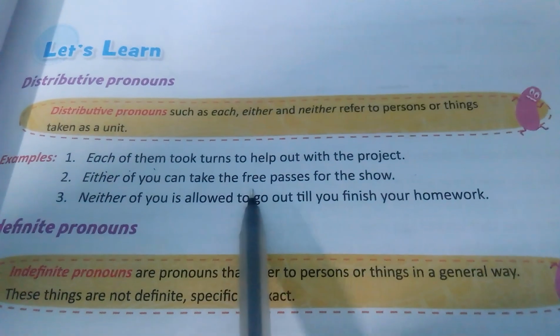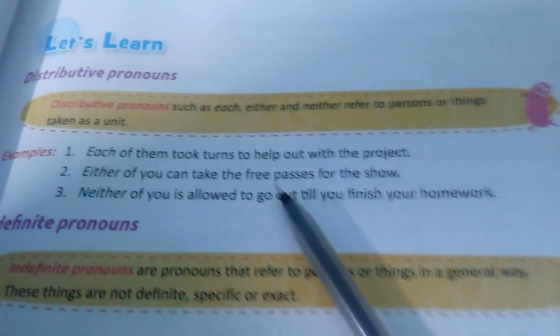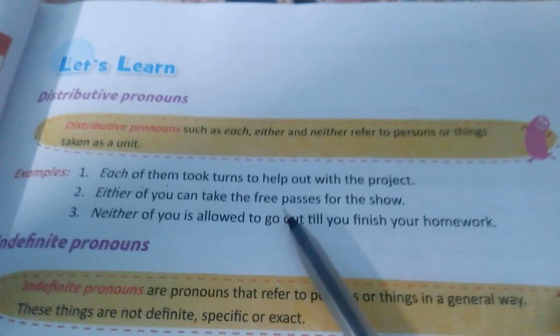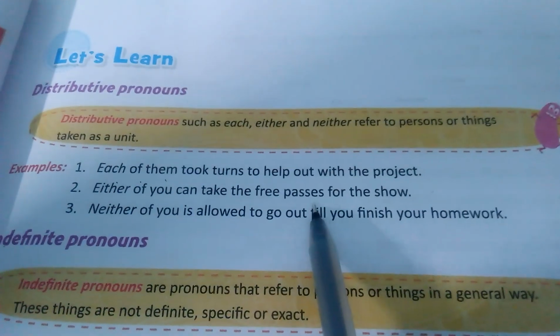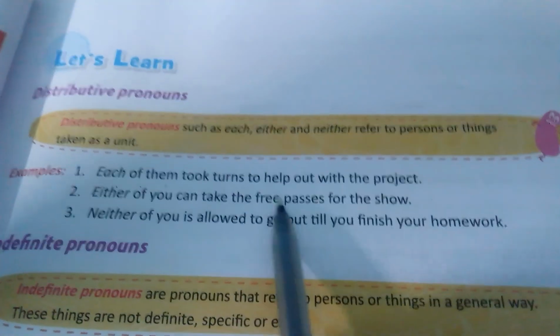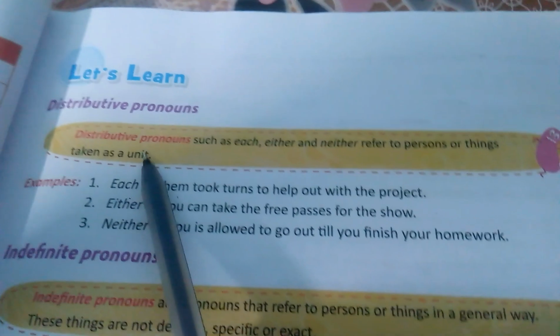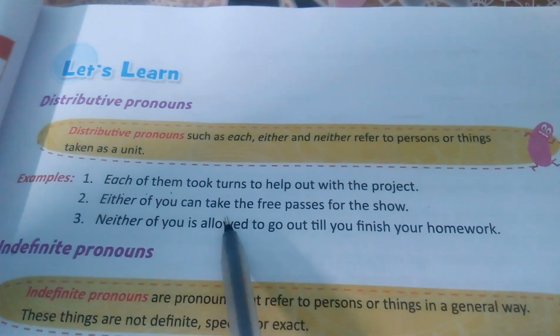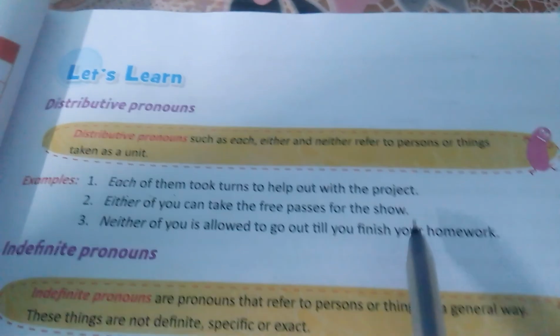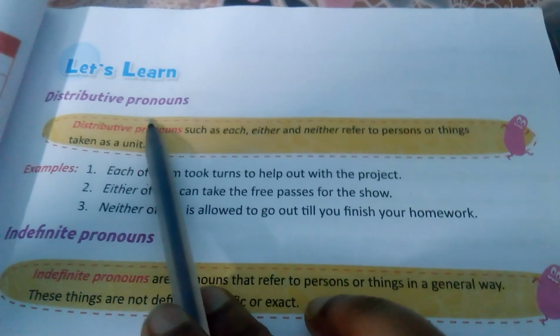Either you can take the free passes for the show. So either of you here refers to many people who are there. Any one of them can take the free passes for the show. It shows every person there as the total people there as a unit. Either of you can take the free passes for the show. So this is distributive pronoun.